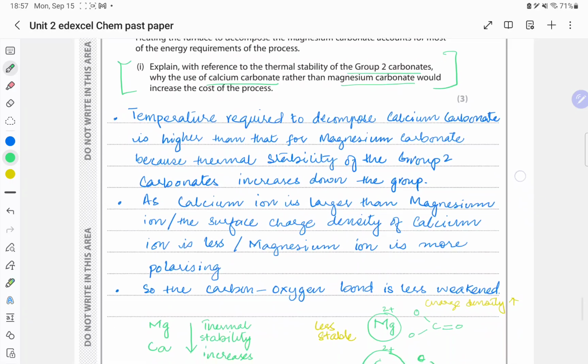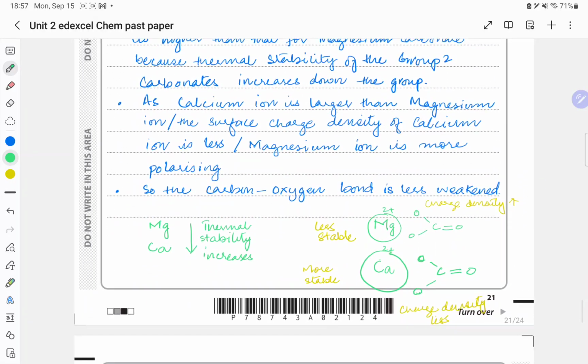So basically temperature, if you look at this diagram that I have made for you. As you're going down the group, we're talking about group 2, thermal stability is increasing. And why is that so? Because the size of the cation is also increasing. So here you can see magnesium is less stable as compared to calcium, which is more stable. Why? Because the charge is spread over the larger calcium ion, and that makes the carbon oxygen bond less weakened, right?